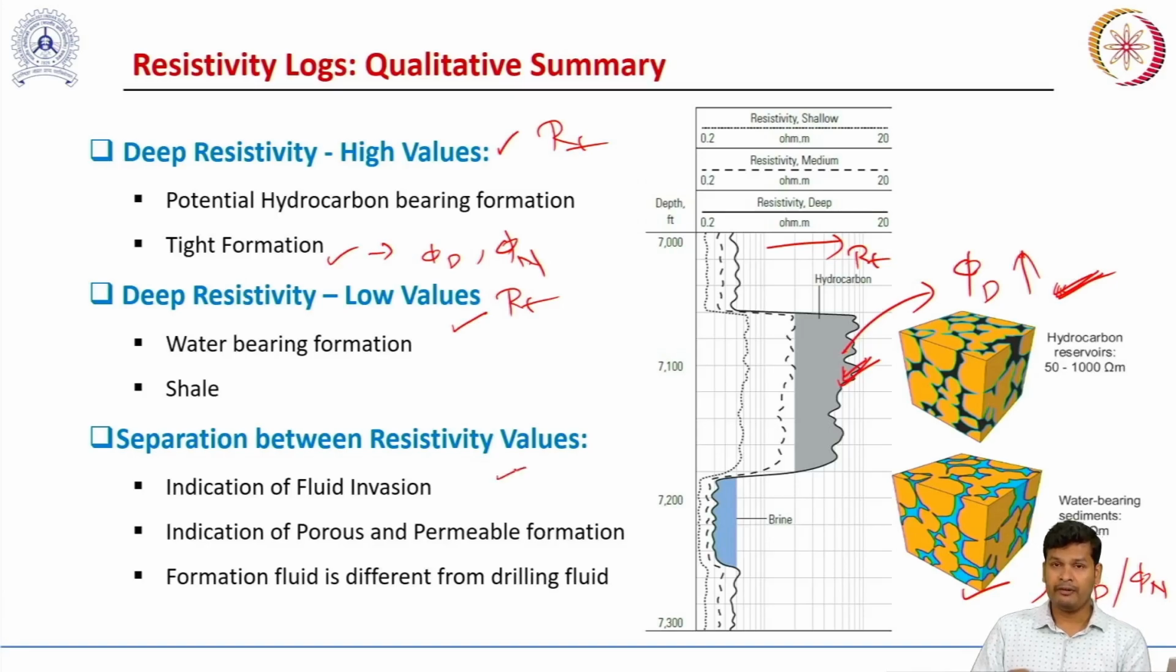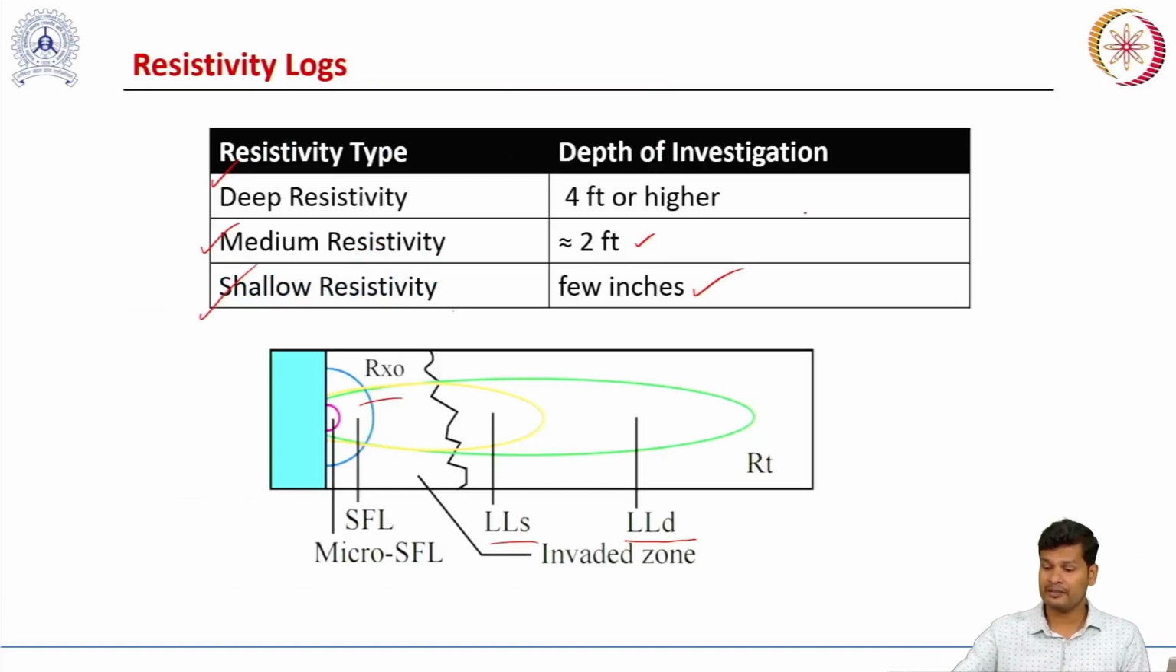Separation between resistivity values is again an indication of a porous and permeable formation, and the mud filtrate being different from the formation fluid. Since these deep, medium, and shallow resistivity logging tools can measure the RT values, RX values, or the RI values. And we know that in the early lecture we discussed RX value will be different, RT value will be different, and RI value will be different. So the three types of resistivity logging tool will measure three different resistivity values.